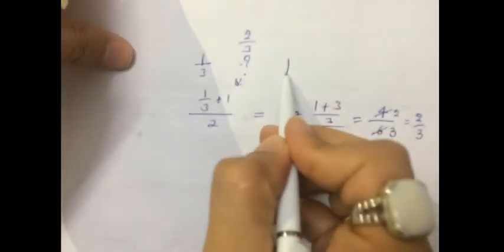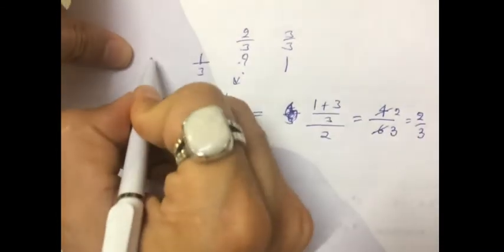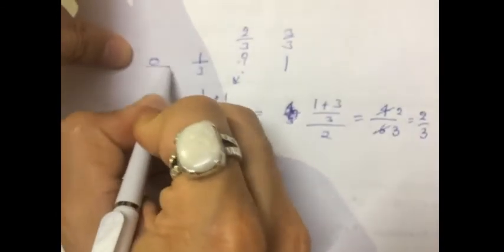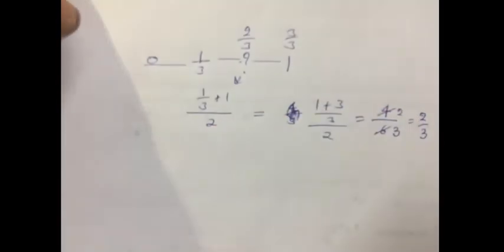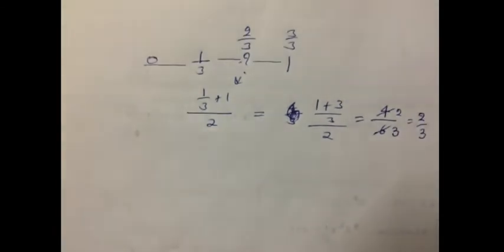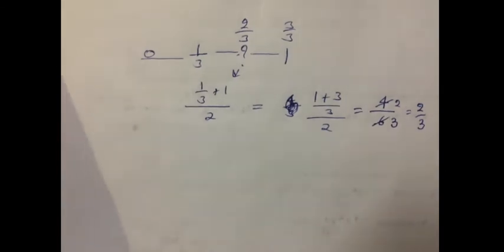Now next, what will be this number? Actually this number is 3 by 3. Now it is clear this was 0, then after 0 you get 1 by 3, 2 by 3, and 3 by 3. So this is how the number line works.